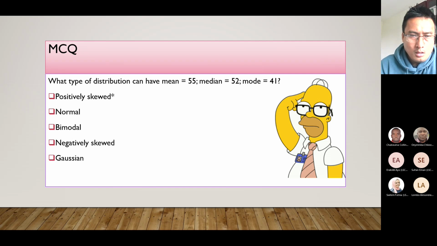So this one, what distribution is it? Look at the median and mean, and compare the mean with the median. Is it positively or negatively skewed? Positive. The mean is higher. Okay. So let's move to the next one.